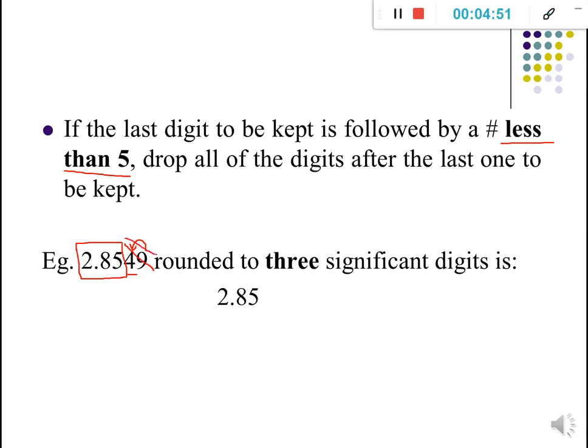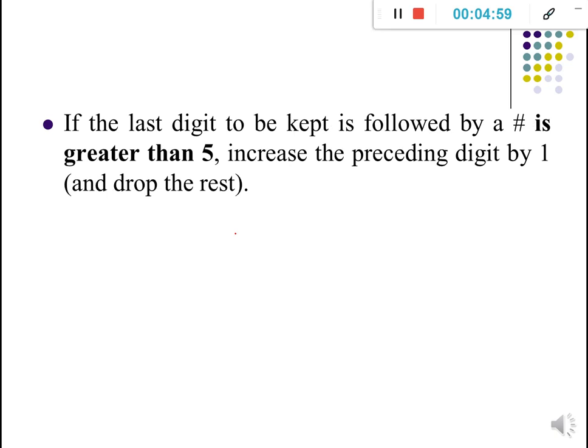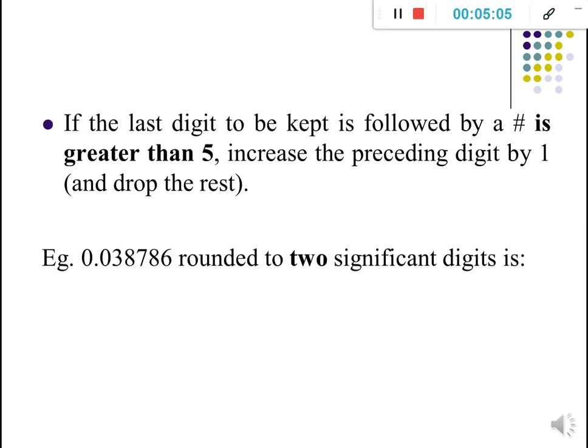Don't cascade round. Just look at the next digit and decide if it's less than 5. We truncate it, and we get our answer. If the digit to be kept is followed by something that's greater than 5, we round up. So again, grade 4, you learned these rounding rules.